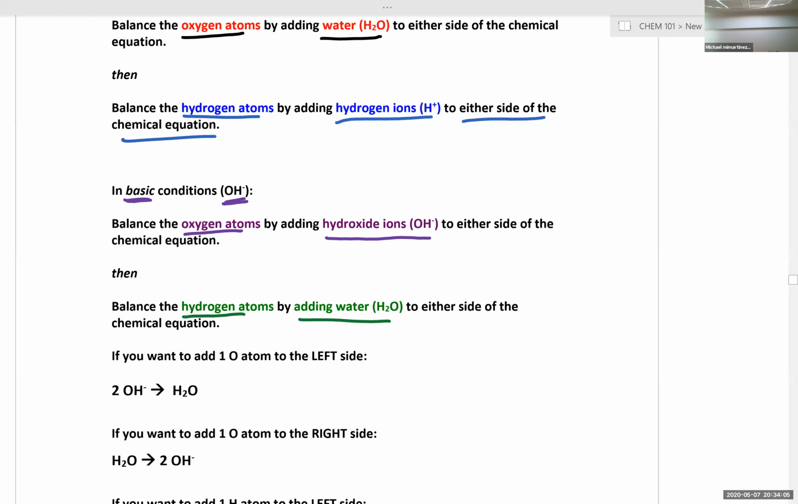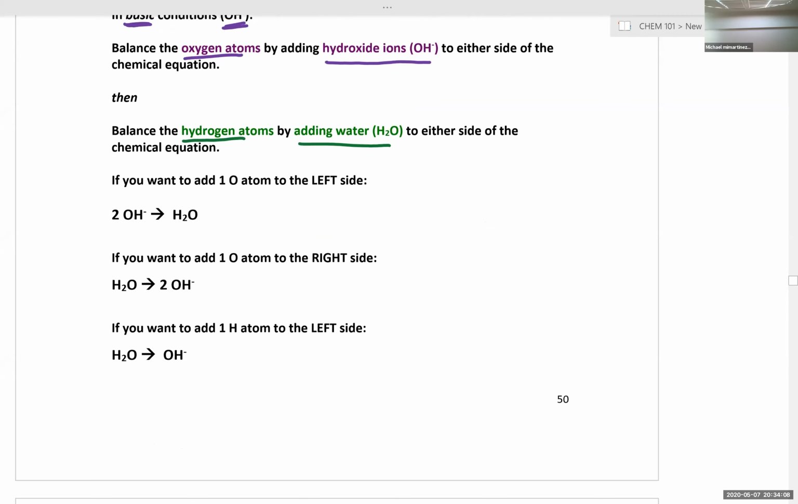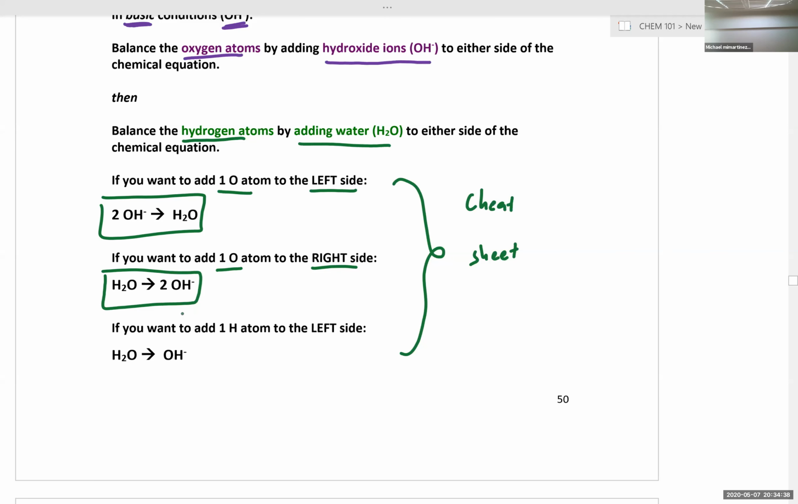Now, in practice, this is probably one of the better tips I can give you that will save you a lot of grief. You may want to become familiar with this quote-unquote cheat sheet for basic conditions. If you want to add one oxygen atom to the left-hand side, you add two hydroxides to the left and one water to the right. If you want to add one oxygen atom to the right, you add one water to the left and two hydroxides to the right. If you want to add one hydrogen atom to the left, you put water on the left, hydroxide on the right.